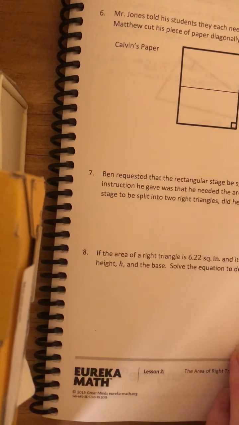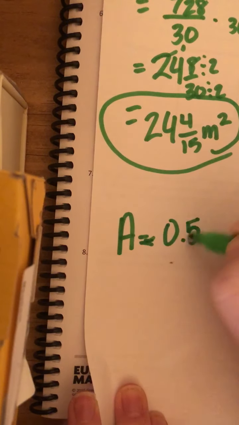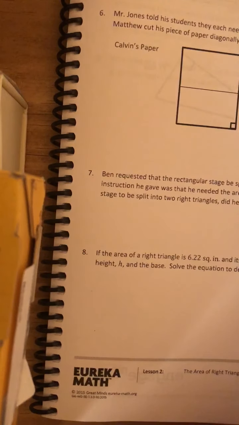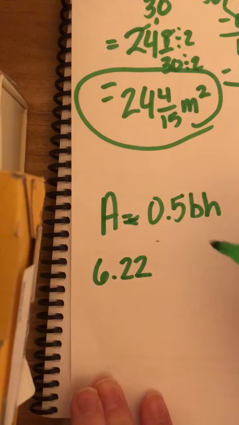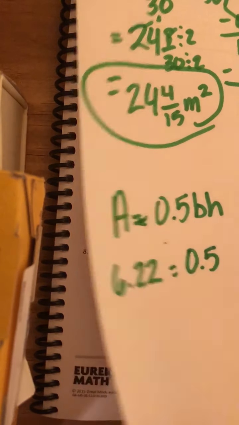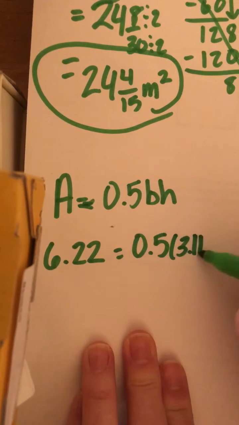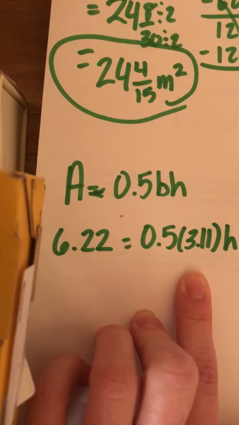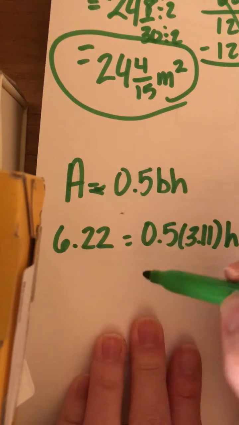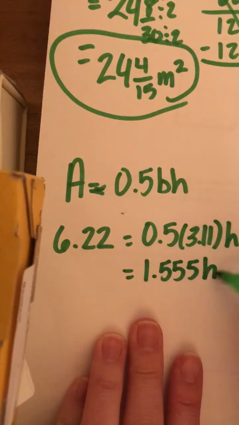So area, we're working with decimals, so I'm going to use the decimal one. 0.5 base height. I have the area, which is 6.22. So 6.22 equals 0.5. And they gave me the base, 3.11 H. So I'm going to use my calculator. 0.5 times 3 11/100ths, which is 1.555 H.